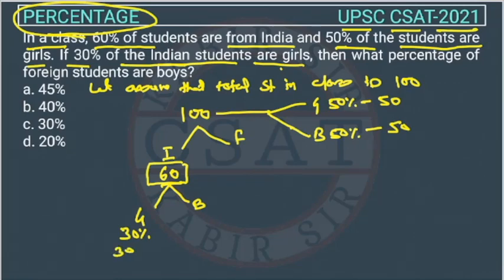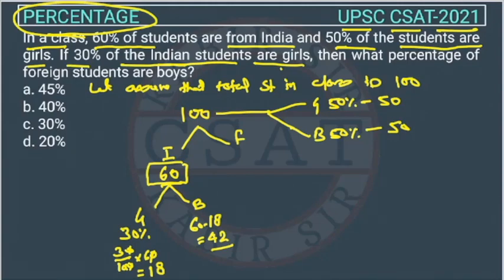So this will be 30% of 60. Okay, so this will be 18, right? 18 लड़कियां हैं क्लास में, तो बॉयज कितने हुए? Boys will be 60 minus 18. So this will be how much? This will be 42, right? So 42 are boys and 18 are girls, right?